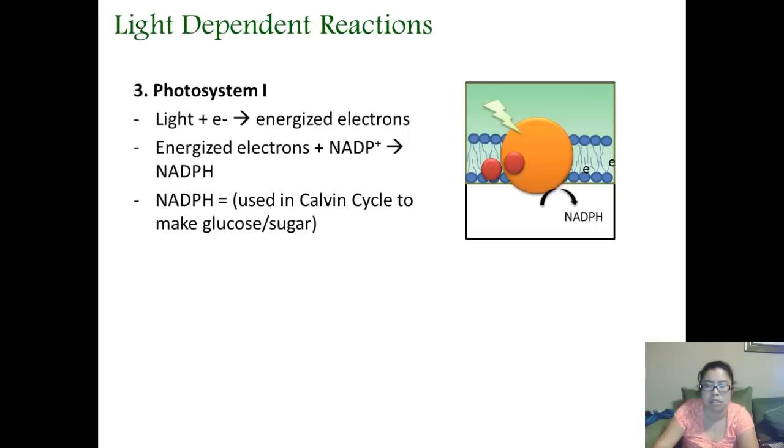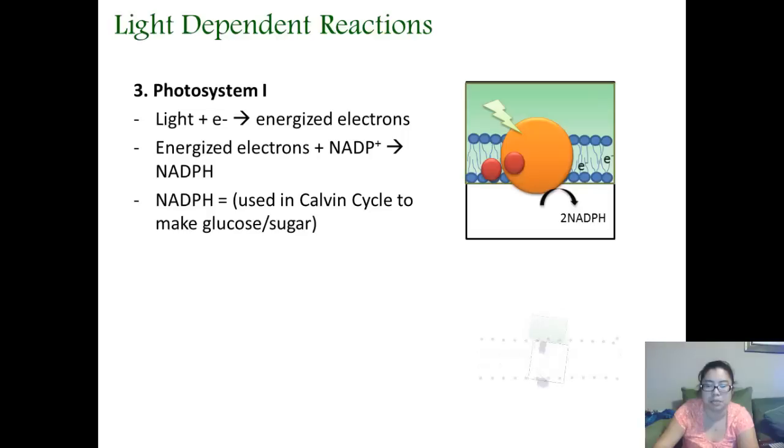So let's go ahead and see this again. NADP with the protons in the stroma and the energy of the electrons will create NADPH. So four electrons that were used twice, with two molecules of NADP, will create two NADPH.